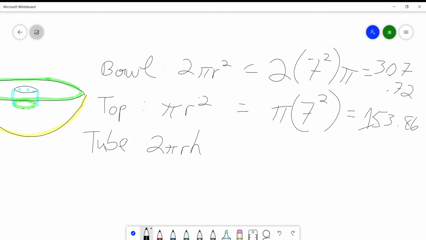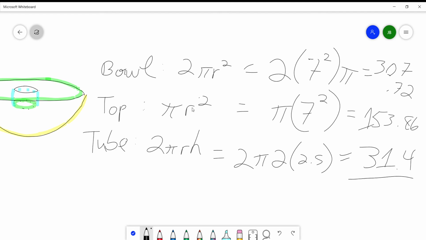And then the tube. This tube has a smaller radius. This radius is 2 centimeters, excuse me, I think I used the wrong units before. And then the height was 2.5 centimeters. So we're just going to plug these values in: 2 times pi times 2 times the height, which is 2.5. So 2 times 2 times 2.5 times pi gives us, when we calculate it, 31.4.